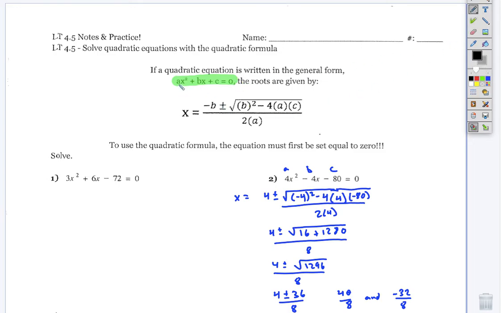Then we have these a, b, and c in here. Those are very important because whatever coefficients or constant you see in those places are the numbers that you're going to be plugging into this very complicated looking formula. It's not terribly difficult to use once you've got those numbers plugged in correctly. It just takes some computation and some square rooting and things like that.